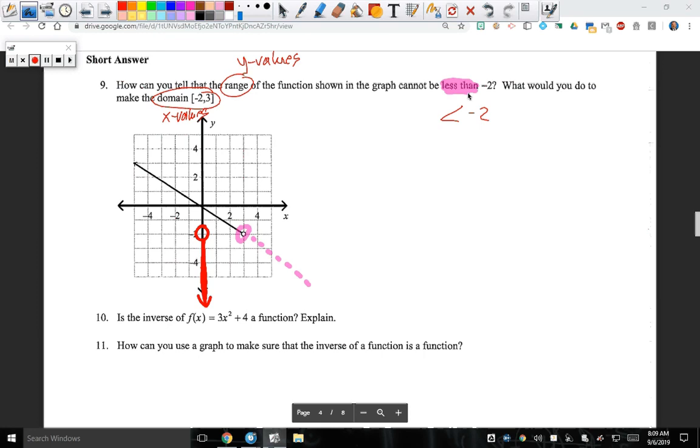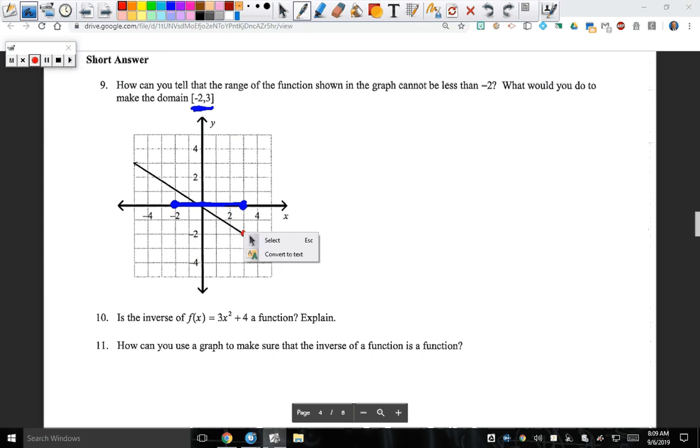And then what would you do to make the domain -2 to 3? So this is a different problem. If the domain is closed at -2, closed at 3, and everything in between, what I would do to this graph is, number one, I would fill in this open circle. And the other thing that I would do is I would cut it off and not let it continue to the left forever with this arrow. I would actually cut it off and make an endpoint right there at 2. And now there's my graph showing that it's only between -2 and 3.